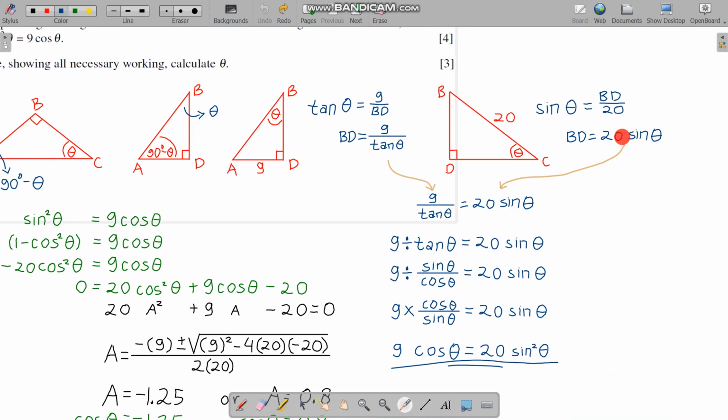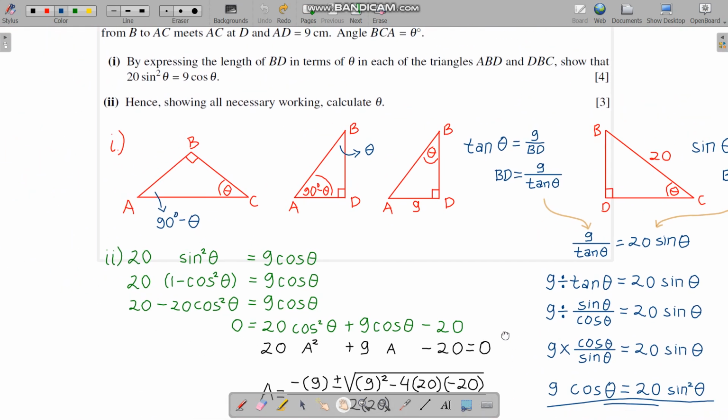equals this, BD equals that, so this equals that, and 9 over means 9 divided by tangent, and tangent is sine over cos. Keep, change, flip, we multiply both sides by sine, we get 9 cos equals 20 sine squared, which is what we need to prove.